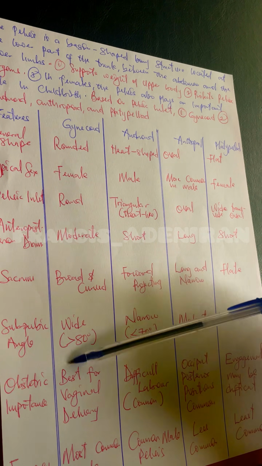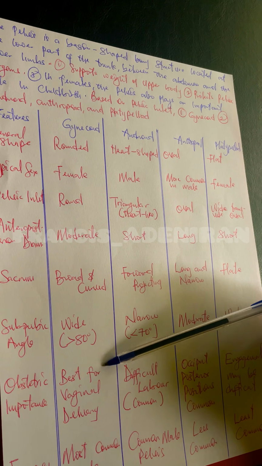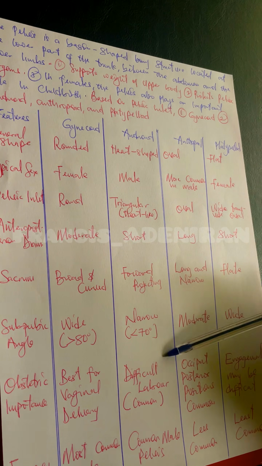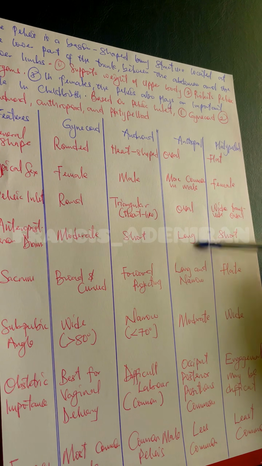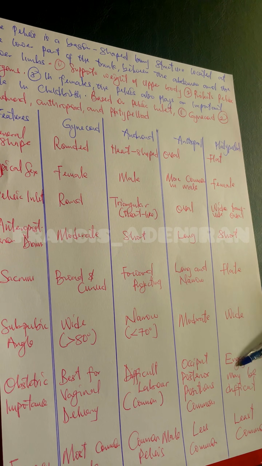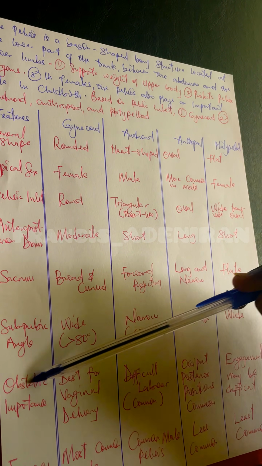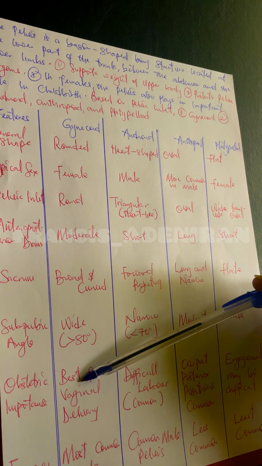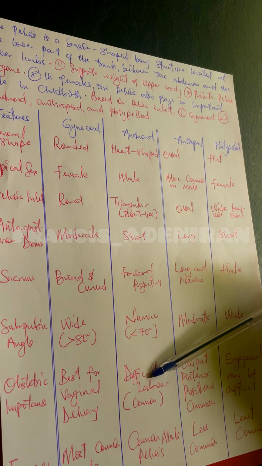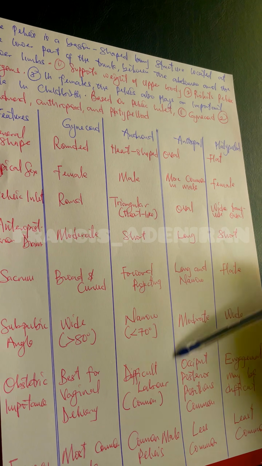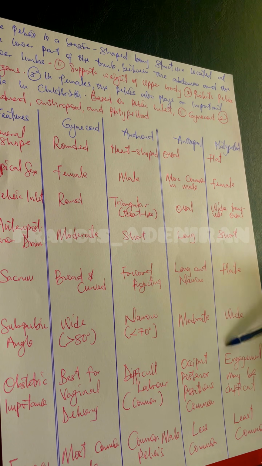So let's go to the obstetric importance. For gynecoid, it is best for vaginal delivery. Android somewhat has difficult labor. Anthropoid will have posterior positions, which are more common in this type. Then for platypelloid, engagement may be difficult. So to summarize: best for vaginal delivery, difficult labor, posterior positions common here, then engagement may be difficult here.